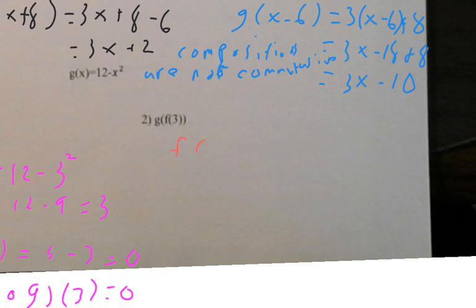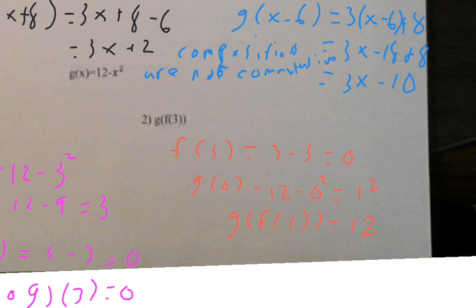Alright, now that you're pros at this, we have g of f of 3. So we're finding f of 3 first, which we found in the last question. So we have 3 minus 3 equals 0. So now we're finding g of 0, which equals 12, plugging in our answer, 0 squared, and that equals 12. So we get g of f of 3 equals 12. It's as simple as that.